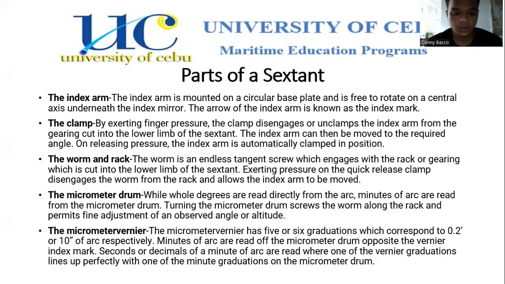Next part is the micrometer vernier. The micrometer vernier has 5 or 6 graduations which correspond to 0.2 minutes or 10 minutes of arc respectively. Minutes of arc are read off the micrometer drum opposite the vernier index mark. Seconds or decimals of a minute of arc are read where one of the vernier graduations lines up perfectly with one of the minute graduations of the micrometer drum.